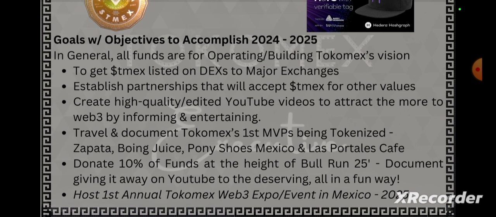And I have already documented stuff that I've got to get from a chip to an editor and do all that. And that's what these funds will help do. It'll create an amazing story that we're just going to document and show the process of building out Tokomex, the community, and these projects. So that's what you're going to be helping do, as well as traveling and documenting, as we said already, these first most valuable projects being tokenized.